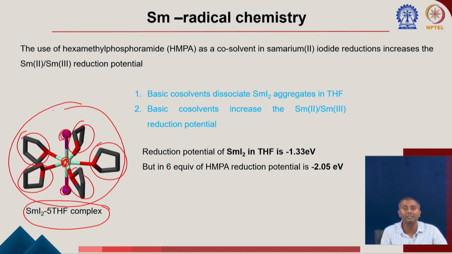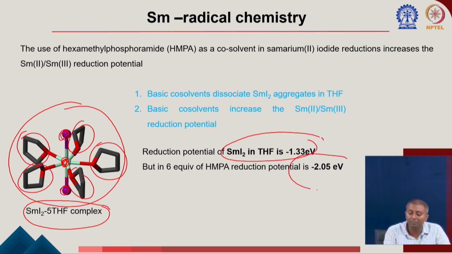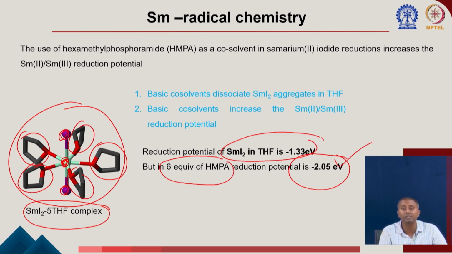So, that is a very important part of HMPA. It breaks the aggregation and makes the samarium free from the THF. That means samarium now has the chance to coordinate with, for example, the oxygen of the carbonyl or other things. That means it can remove some of these THF units and also make a change in the redox potential. So, this is in THF, and that is in HMPA, which I was telling you in the previous slide. And again that also depends on how many equivalents of HMPA you are using. It is not that if you use 1 equivalent of HMPA you will achieve this redox potential.